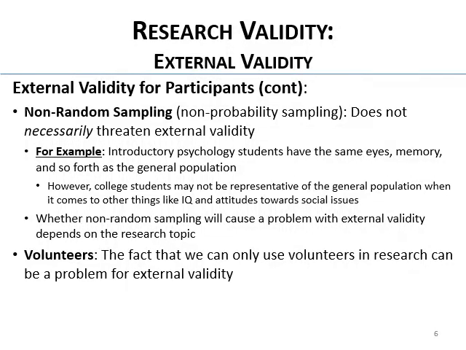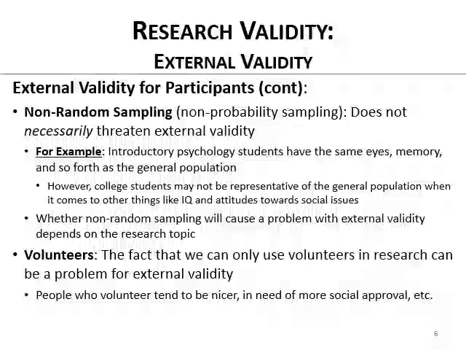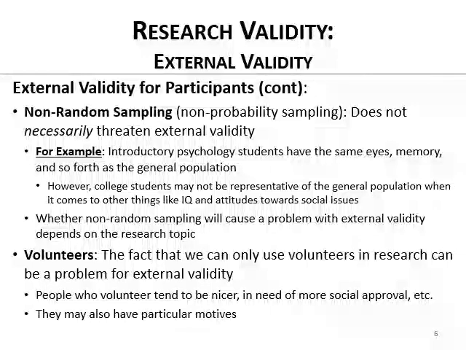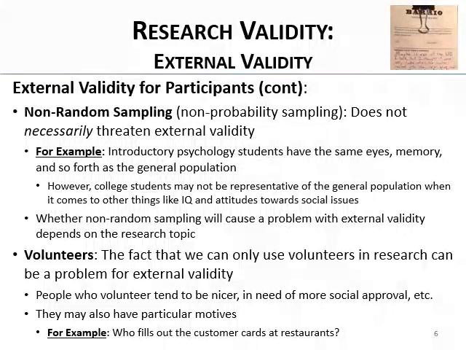Volunteers are a problem we all face because you can't force people to be in your study. So the fact that we only use volunteers for research can be a problem for your external validity. Why is that? Well, people who volunteer tend to be nicer, tend to be more in need of social approval, etc. They also may have particular motives. The opposite could be true too. So again, think about who fills out the customer cards at restaurants. Is that a sample? Can you generalize that to all customers? They're generally people who are really mad or really happy, right? It's not a true sample of the whole range, just the endpoints.